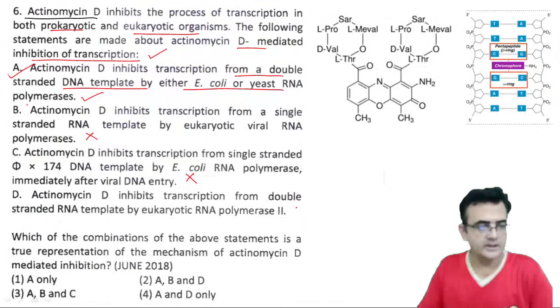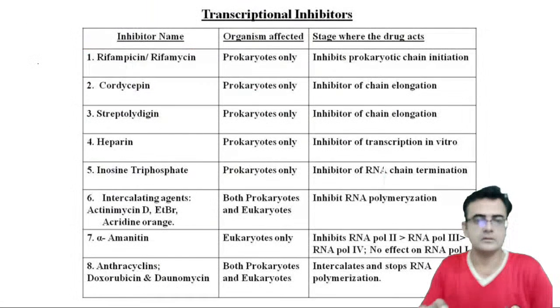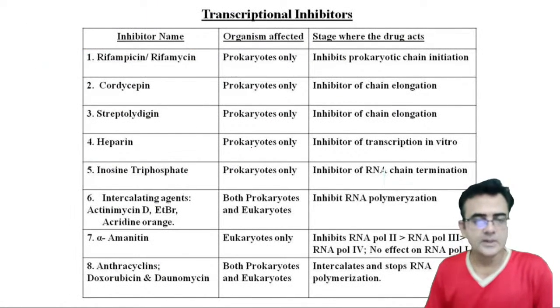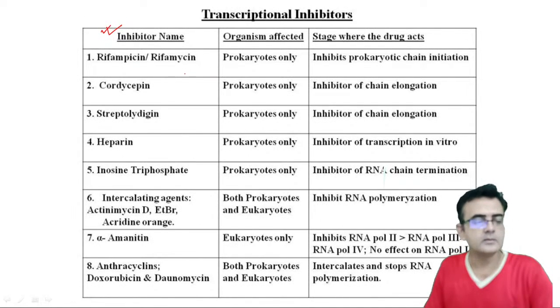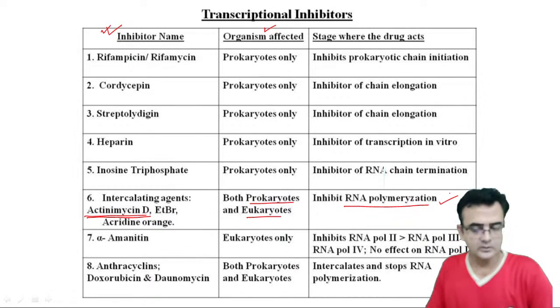So A seems correct. A is all right here. But before selecting the answer, we should look at this table so that other questions can also be addressed. These are the different inhibitors. Some of them are antibiotics, some are other compounds, and these are the affected organisms. First of all, we talk about actinomycin D. It works on both prokaryotes and eukaryotes, and inhibits RNA polymerization. That was the question, but apart from that, other important information is here.